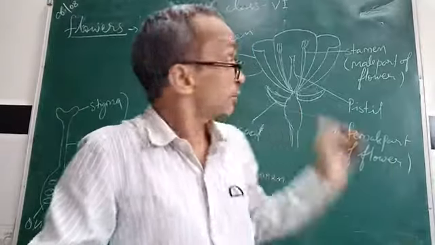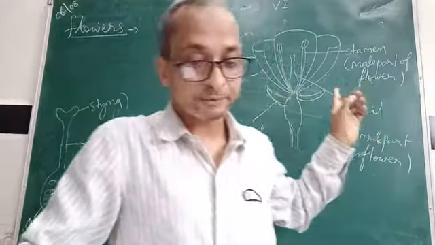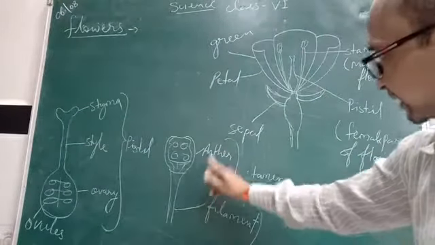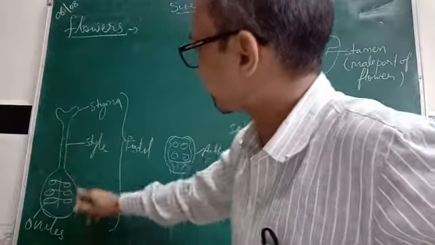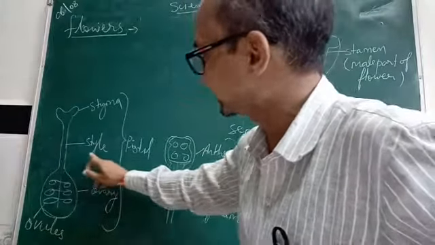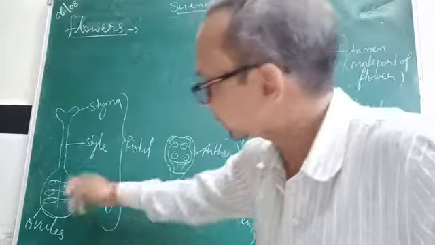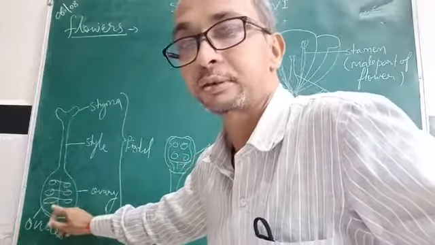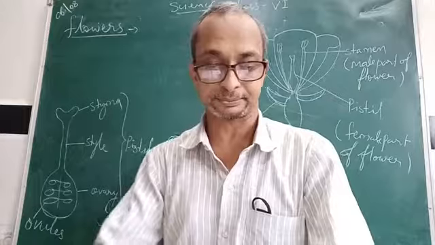Then in the center of the flower there is a long flask-shaped organ. This is called the pistil, and this pistil has different parts. The upper part is known as the stigma, the middle part is named the style, and the bottom part is known as the ovary. In the ovary there are small circle-shaped parts known as ovules.